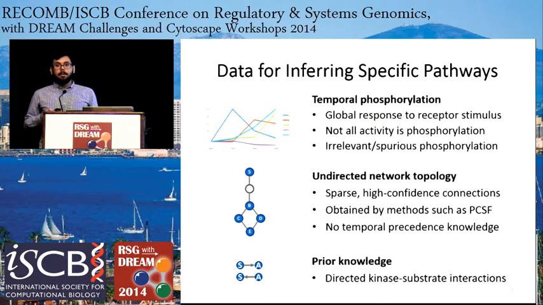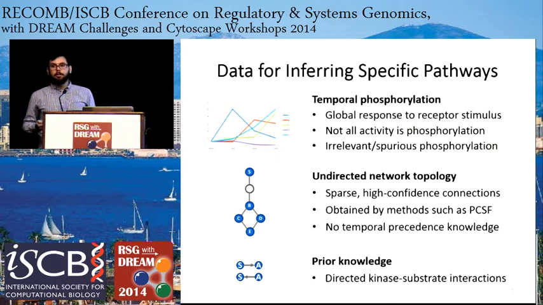The data that we use for this is first a temporal phosphorylation data given by the mass spectrometry analysis that will give us in one experiment a global view of how the system dynamically responds to the stimulus. This does not cover all activity because not all activity is phosphorylation. So we have some false negatives, and there can be irrelevant spurious phosphorylation activity that we are not interested in, which could be some false positives.